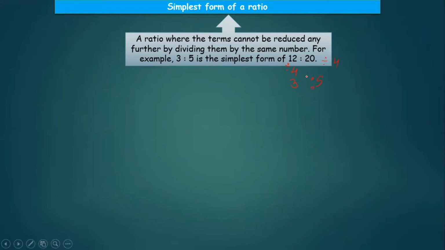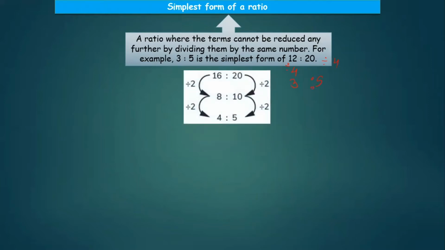So simplest form is obtained when we divide the ratio by the HCF, highest common factor, of the numerator and denominator. Like here 16:20. If you divide by 2, you are getting 8. Again dividing by 2, 20 divided by 2, you get 10. And 8 divided by 2, you get 4. And 10 divided by 2, again you get 5.